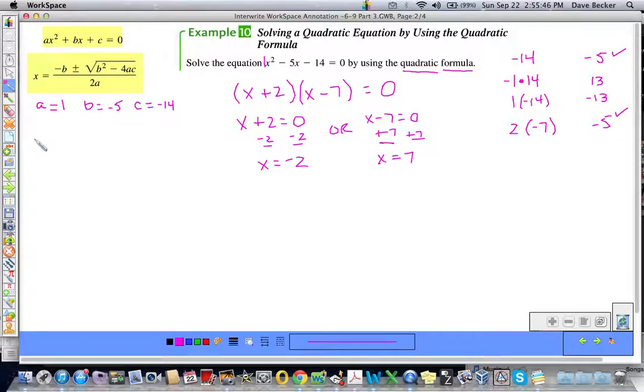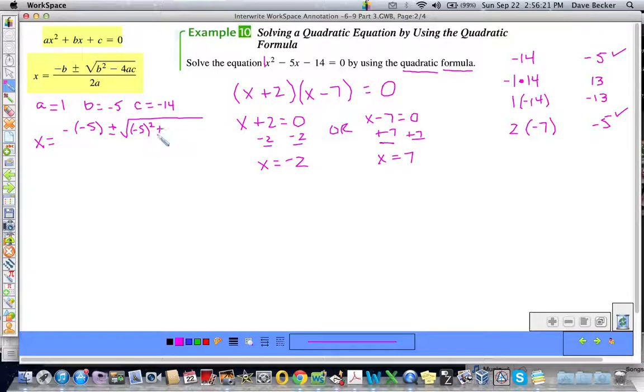So we can say that x equals negative b. So negative, I'm going to replace b with negative 5. Plus or minus, this is where we get our two solutions from, because we're going to add and subtract the square root of b squared, so that's negative 5 squared. Make sure you put parentheses around the negative, because when you square, otherwise you're going to think that you're going to have a negative result, which is not the case. It's always going to be positive here.